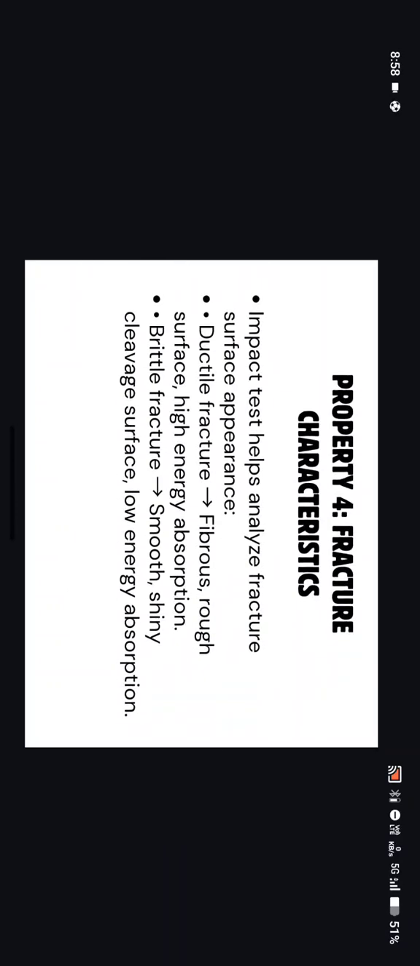On coming to property 4, fracture characteristics. The impact test helps analyze the fracture surface appearance, whether it is a ductile fracture or a brittle fracture. We can observe the types of fractures by their appearance. Ductile fracture shows a fibrous, rough surface and higher energy absorption, and the brittle fracture shows a smooth, shiny cleavage surface and low energy absorption, which helps us identify whether the fracture behavior is ductile or brittle.